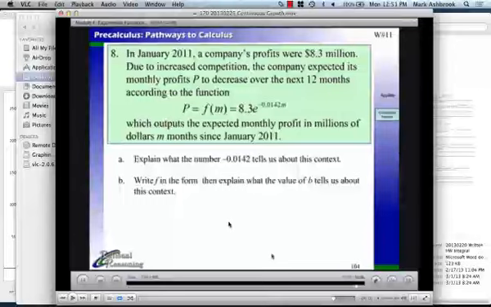Homework due Wednesday. What? Usually end of the day.